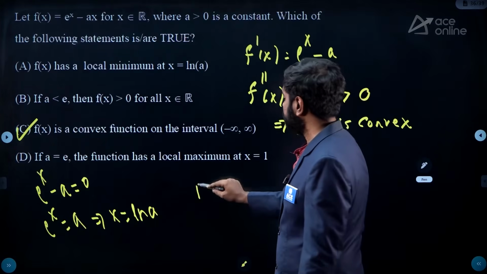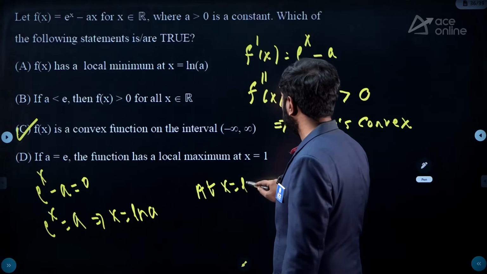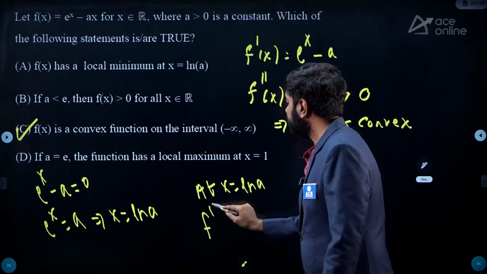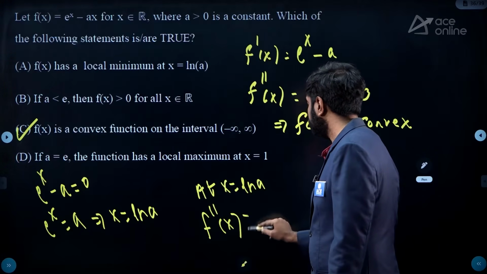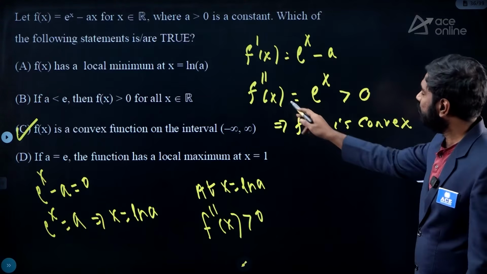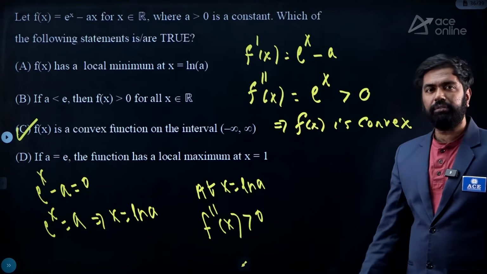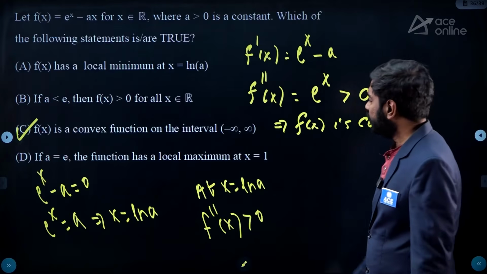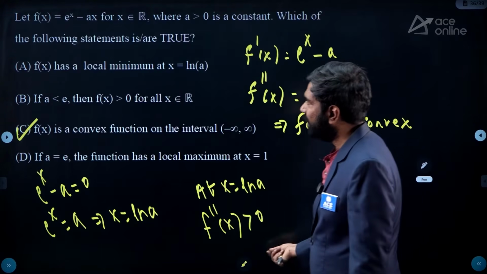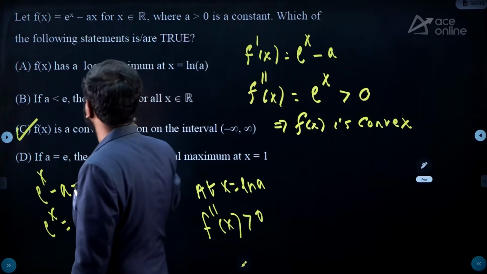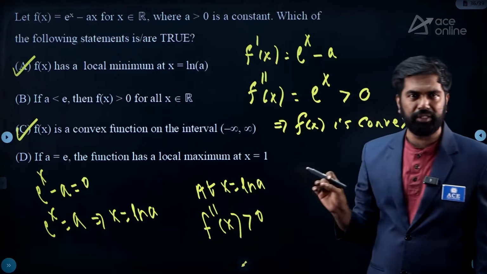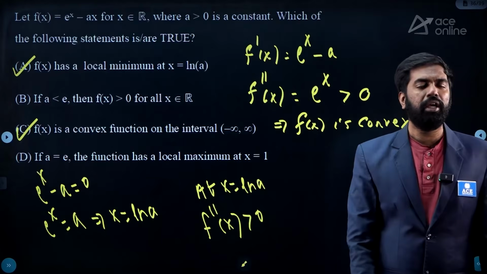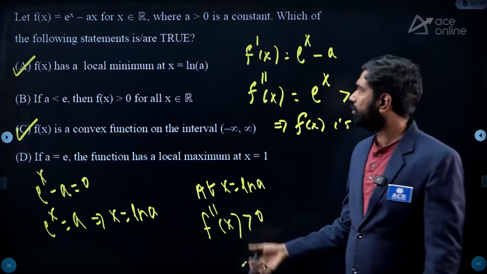And at x equal to ln a, we clearly have the second derivative to be positive, because we said it's a convex function. For any value of x, it is positive. Even at x equal to a, it has to be positive. So this guarantees that it is a local minimum at x equal to ln a. It is not only a local minimum, since the function is convex, it is also a global minimum at x equal to log a.